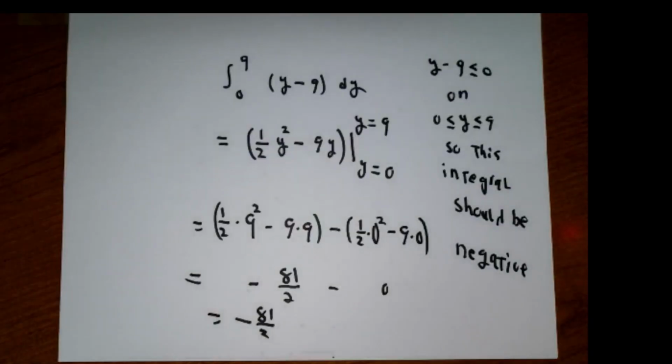Doing the integral with the antiderivative method, we get a result of negative 81 over 2. At first glance, that seems kind of strange because we're calculating a volume. It isn't, though. This individual integral is one of two different things I have to combine to get the volume. Y minus 9 is negative on the interval between y equals 0 and y equals 9. This integral should be negative, and in fact, it is.